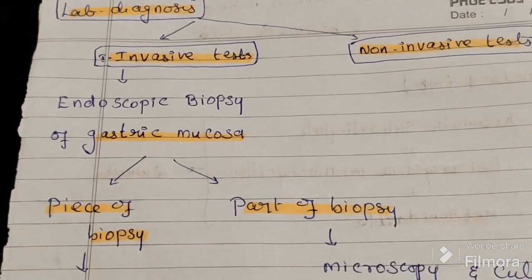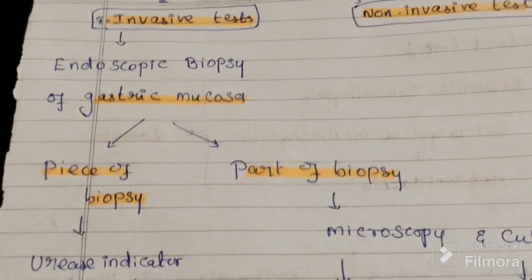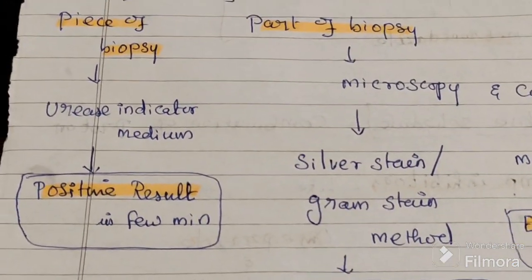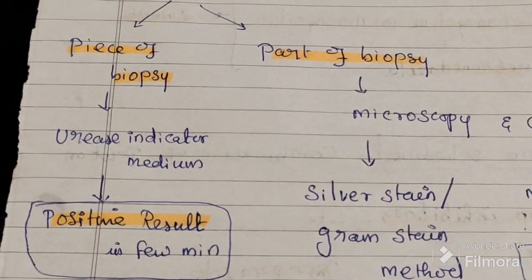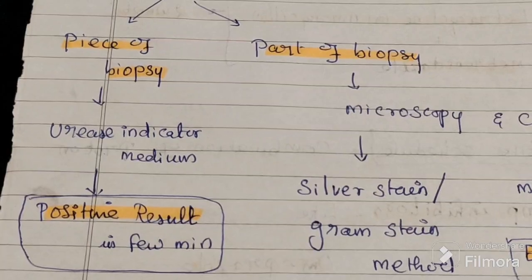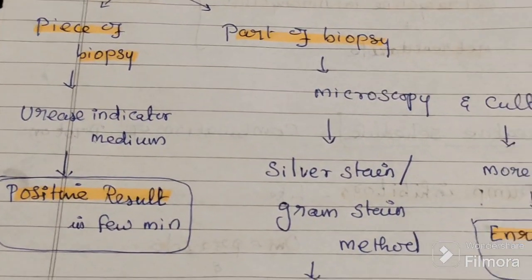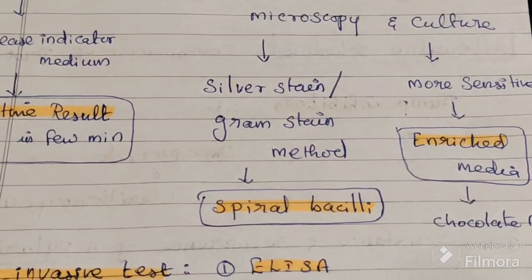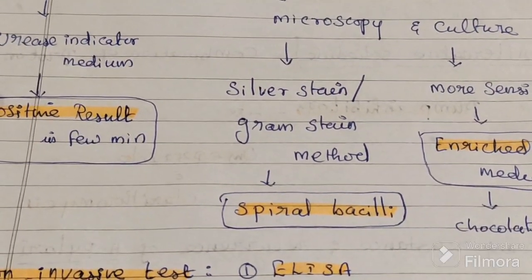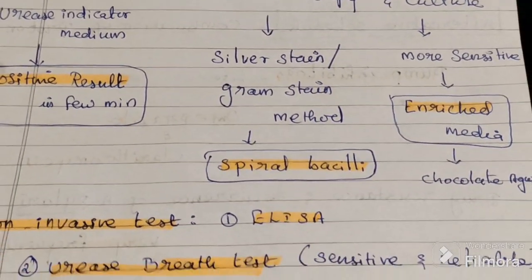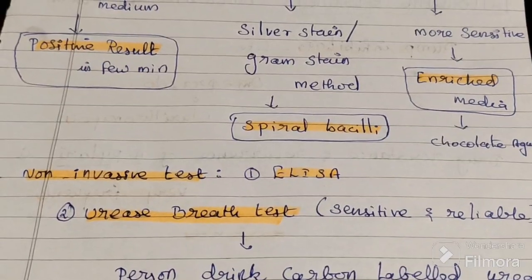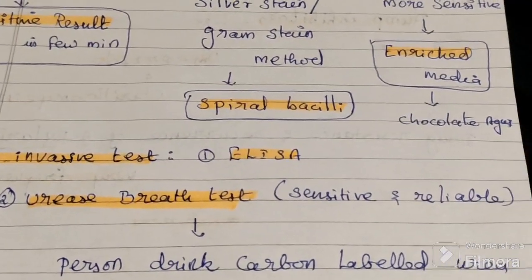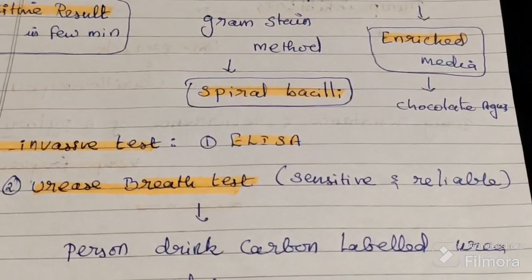So the invasive method has two parts. One biopsy goes into urease indicator medium, with a positive result within a few minutes. Then microscopy, then culture on enriched medium: chocolate agar medium and Campylobacter medium.